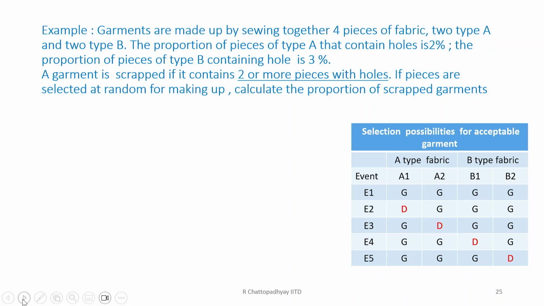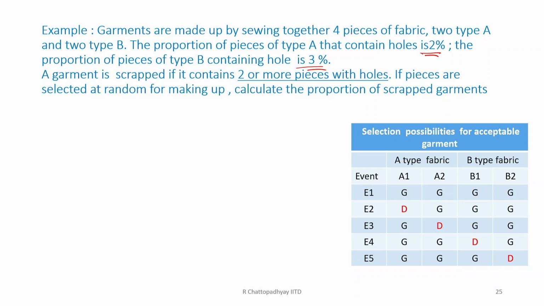Again, suppose garments are made up by sewing together 4 pieces of fabric, 2 type A and 2 type B. So type A 2 pieces, type B 2 pieces, and then they are joined to make some garment. The proportion of pieces of type A that contain holes is 2%. The proportion of pieces of type B that contain holes is 3%. That means some fabrics are defective and there are holes in them.